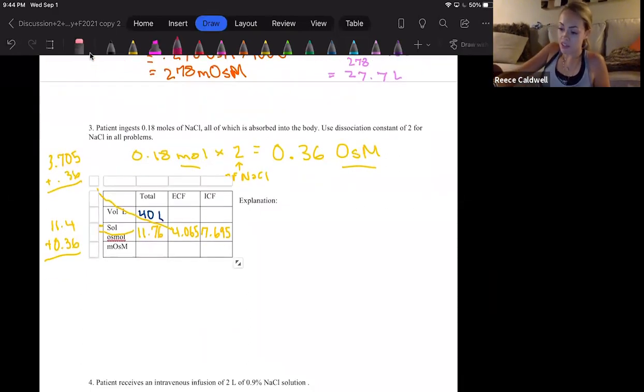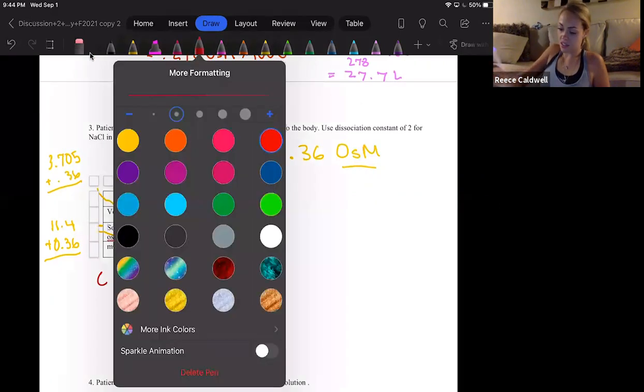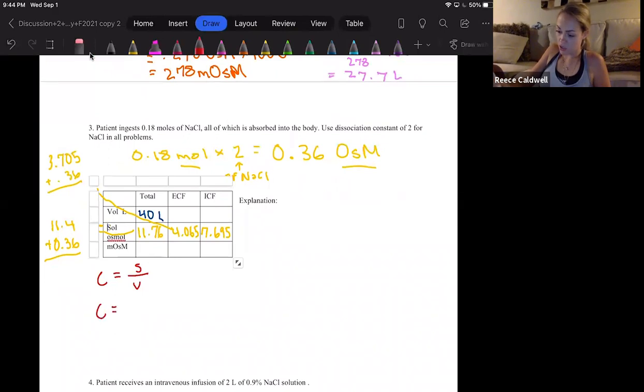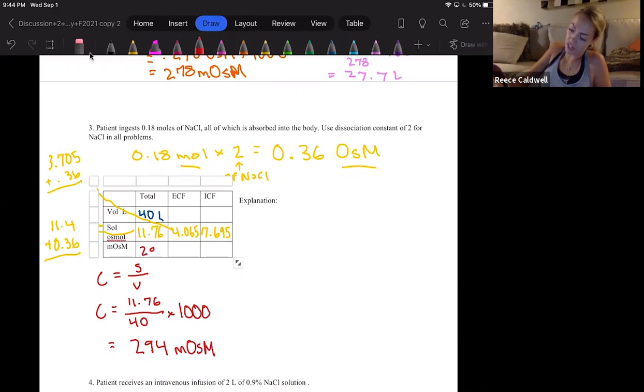So again, very simple. We just take that C equals solute over volume, concentration equals solute over volume. And we will get C equals solute 11.76 divided by our volume 40. And then we'll multiply it by 1000 to put it into milliosmoles. And that will give us 294 milliosmoles. Our body's in equilibrium, so we can carry that across. And now we have two variables in each column, so we can solve for those last two.